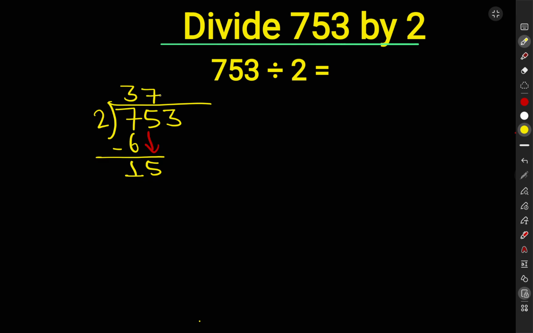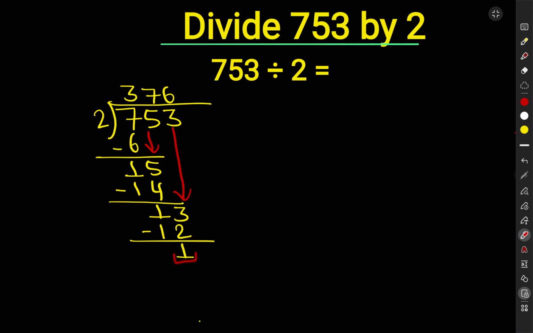So 2 times 7 is 14. On subtracting, we get 1. So again we put down this 3 and it is 13. 2 times 6 is 12. On subtracting, it is 1.